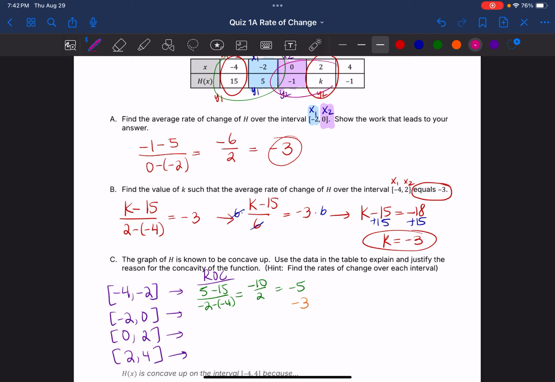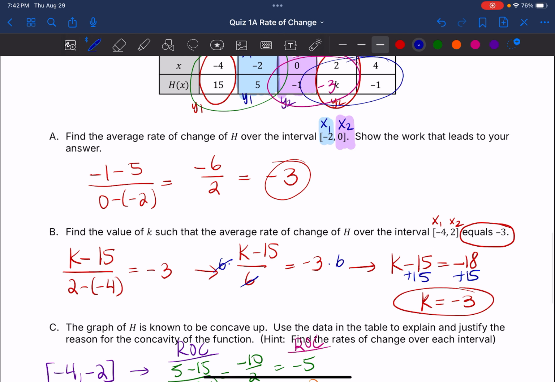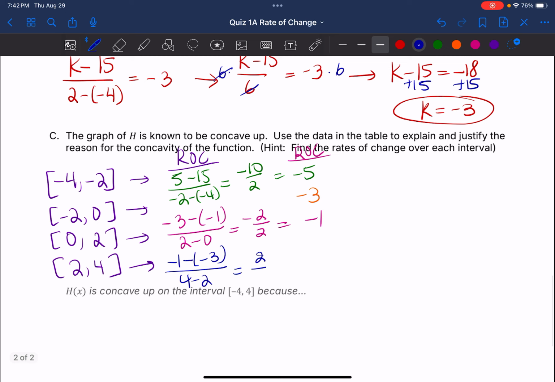Okay, now I want these next two. Remember that this k, we figured out that this is a -3. So -3 minus -1 over 2 minus 0. That gives me -2 over 2, which is -1. All of these are the rates of change. And then that last interval here, -1 minus -3 over 4 minus 2, which is 2 over 2, which is +1.